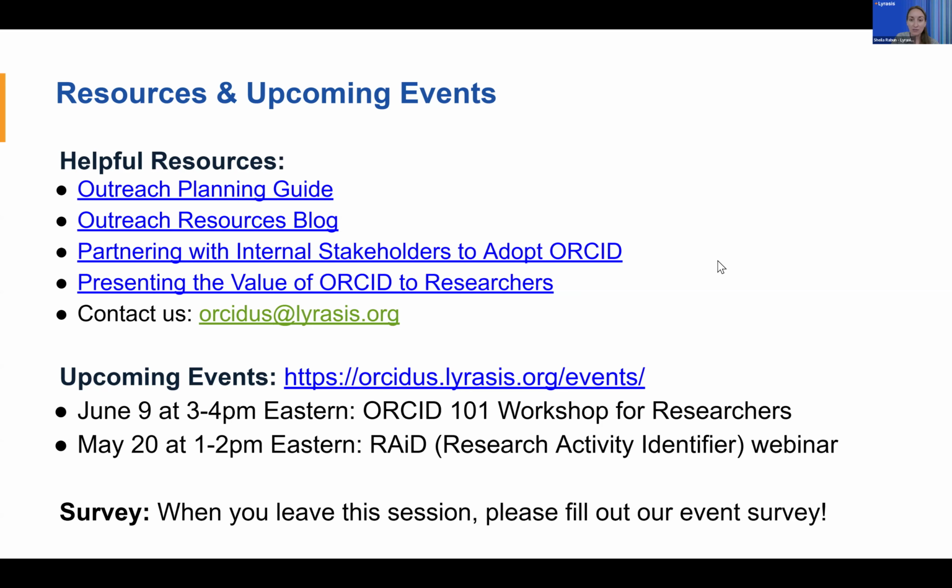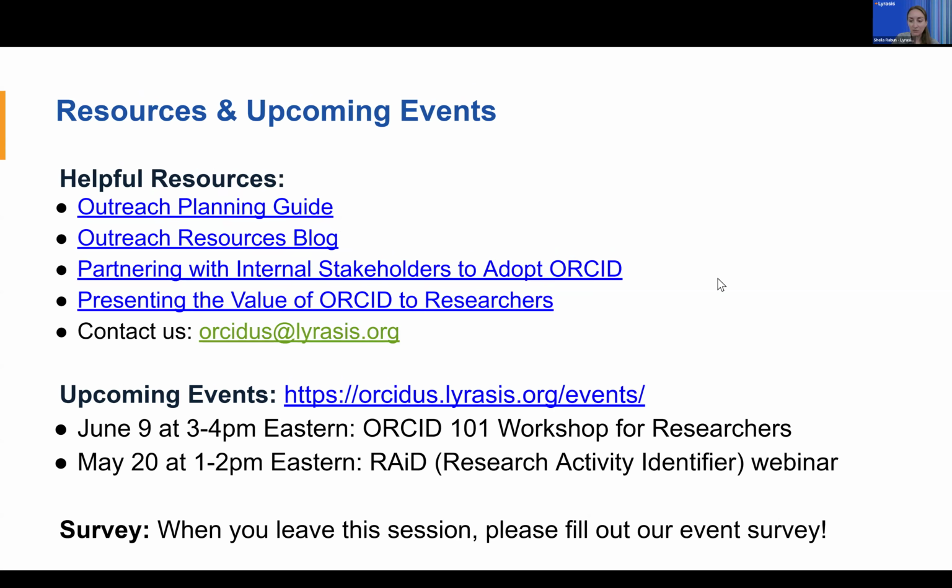Okay, so I do see a few questions that have come in. So let's see how far we can get here. Okay, so this is a question about when a person, either an employee or a student, is no longer associated with your institution. How do you manage that? How do you track that information? And how do you make the ORCID record reflect that?